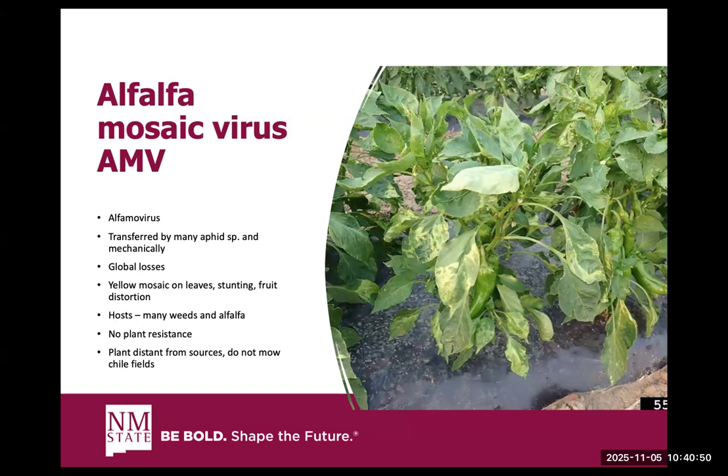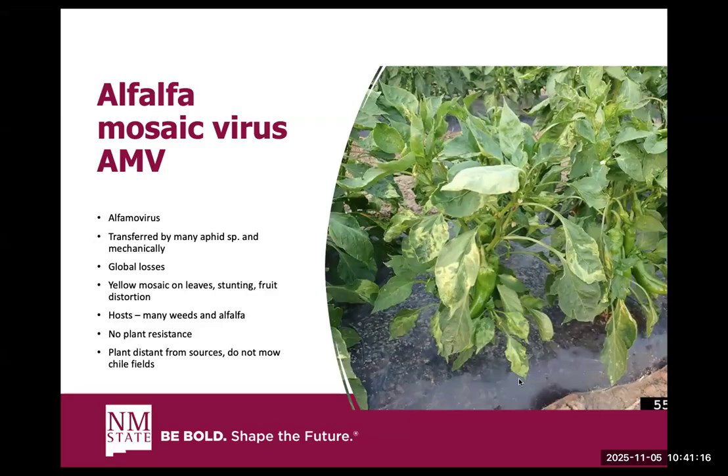Peppers are one, but it'll go to alfalfa, and it goes to many, many different host plants, a lot of weeds as well. On peppers, it forms almost a white mosaic. It also causes stunting and some fruit distortion. And there is no resistance to alfalfa mosaic in peppers.